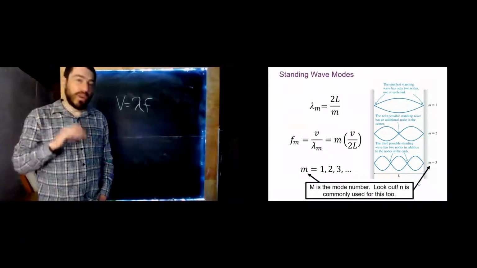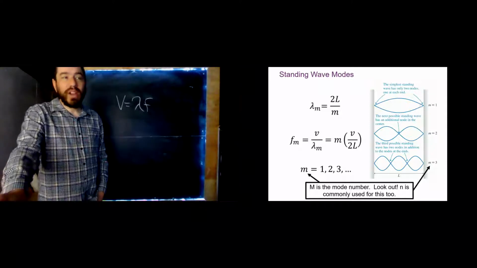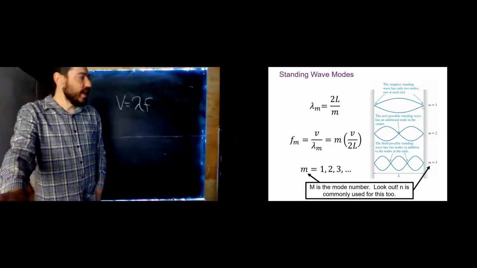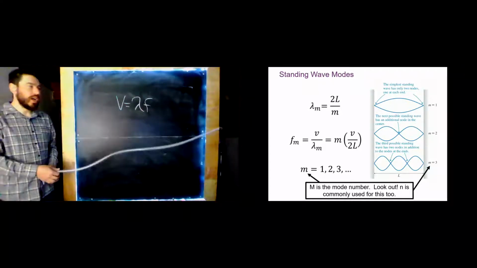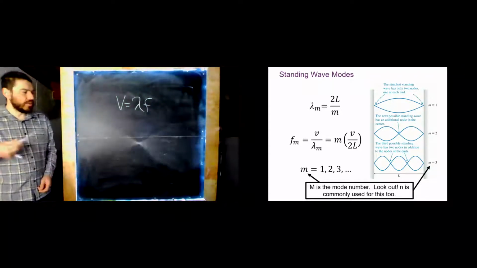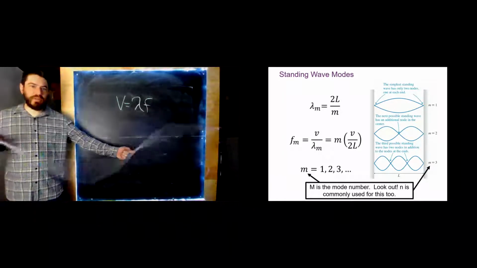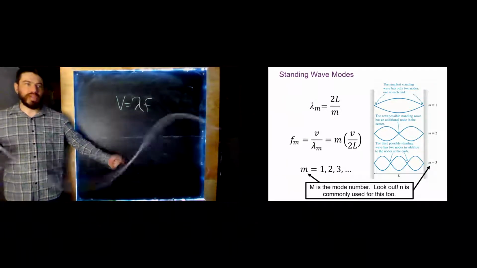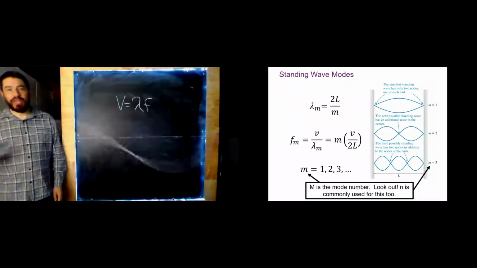A node, so watch the language, a node, N-O-D-E, is where the string does not move. And so you'll see that when I do anything beyond really the one lumper, there's this point here in the middle with the two lumper where the spring really doesn't move, right? At this point right here, the spring is really not moving. That is a node. Notice that this standing wave has three nodes.